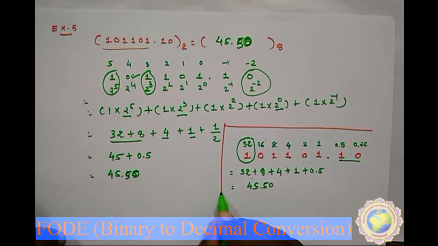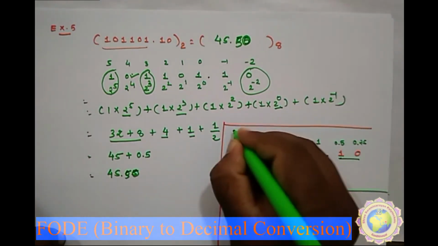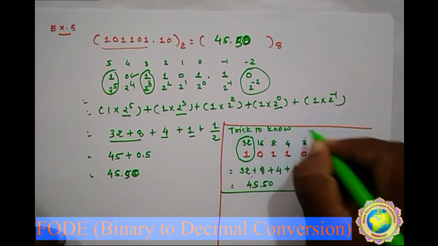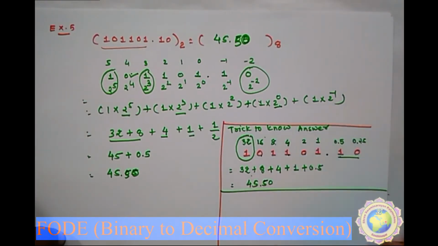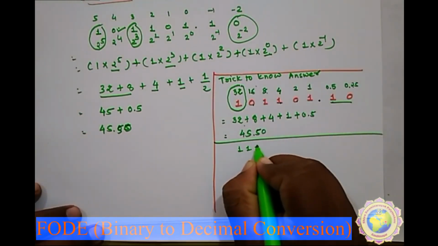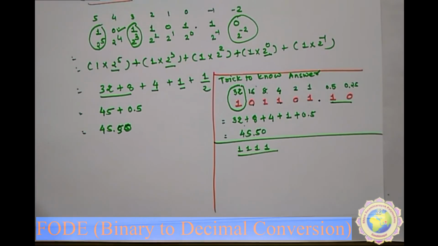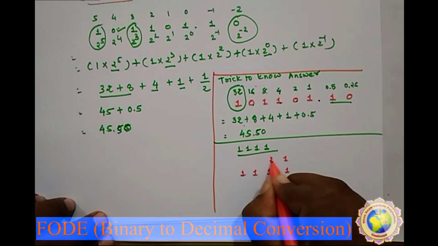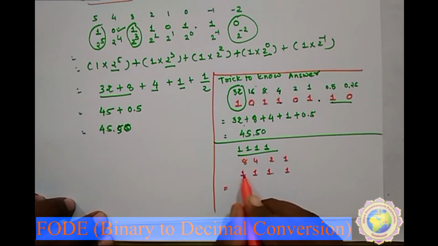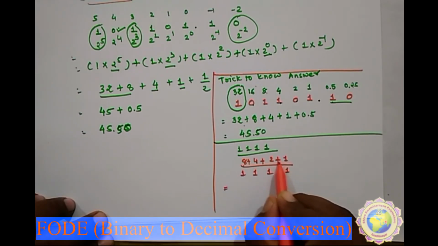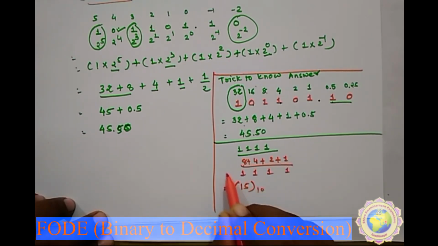You can easily calculate. You can take any number for the trick to know the answer. Suppose I take 1 1 1 1. Okay, this is your number. So put here 1 1 1 1. Put here 1 2 4 8. Add these, all have a 1. So 8 plus 4 is 12, 12 plus 2 is 14, 14 plus 1 is 15. So this is the binary of 15.